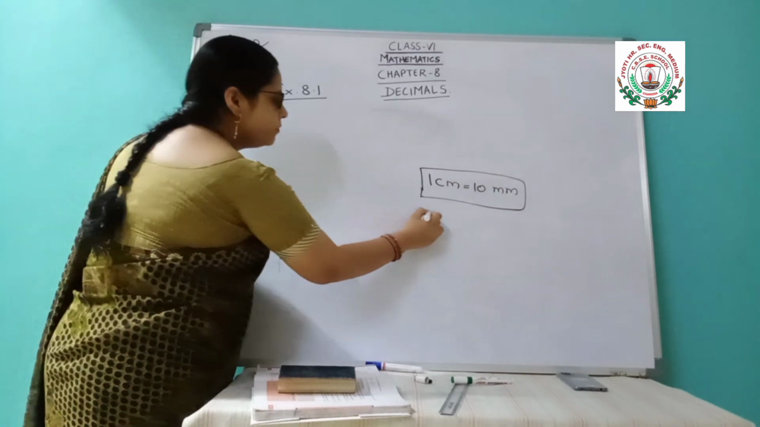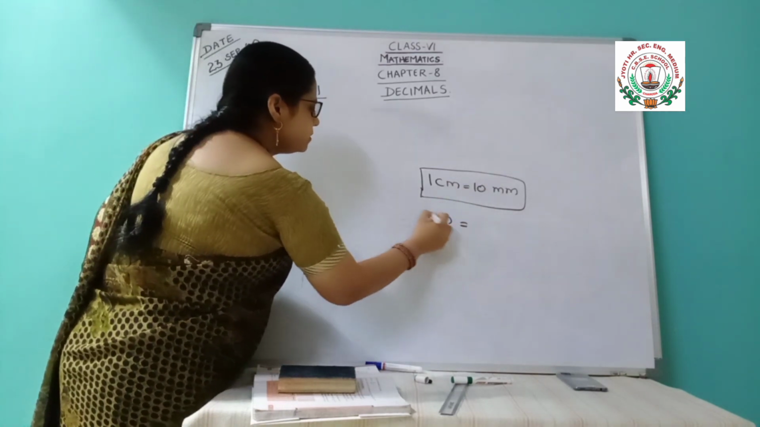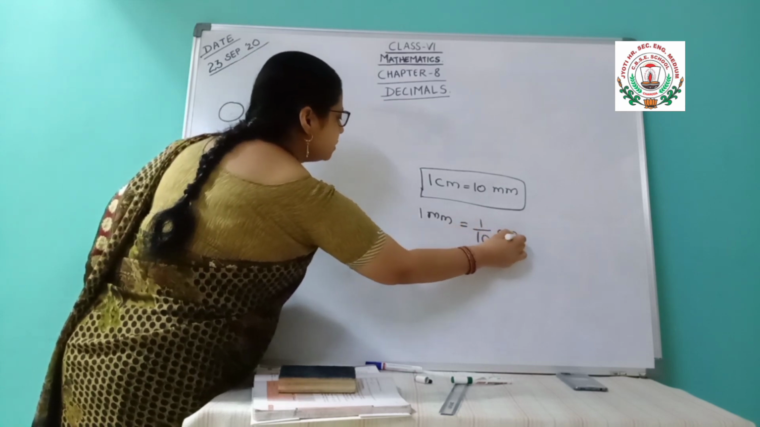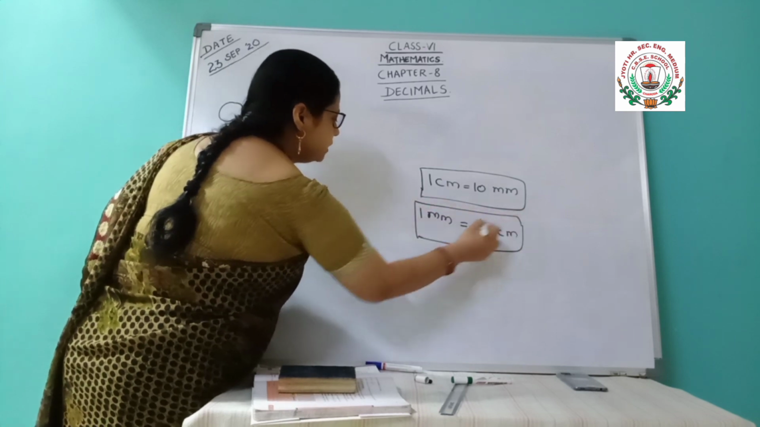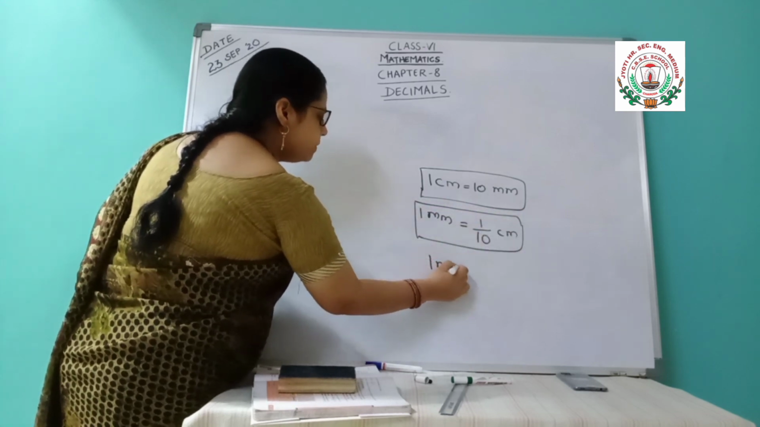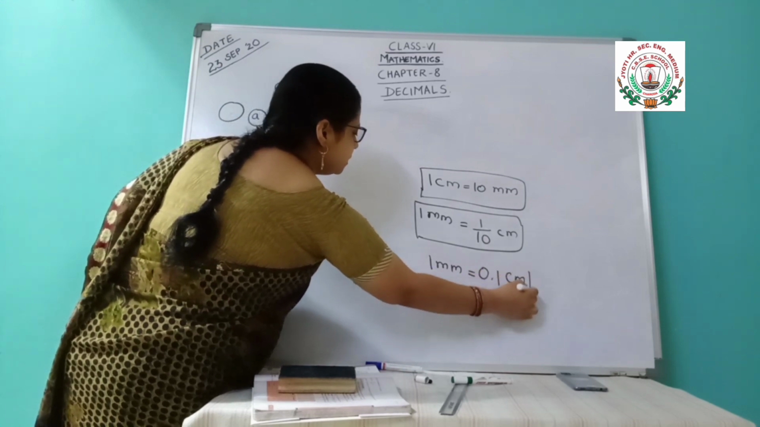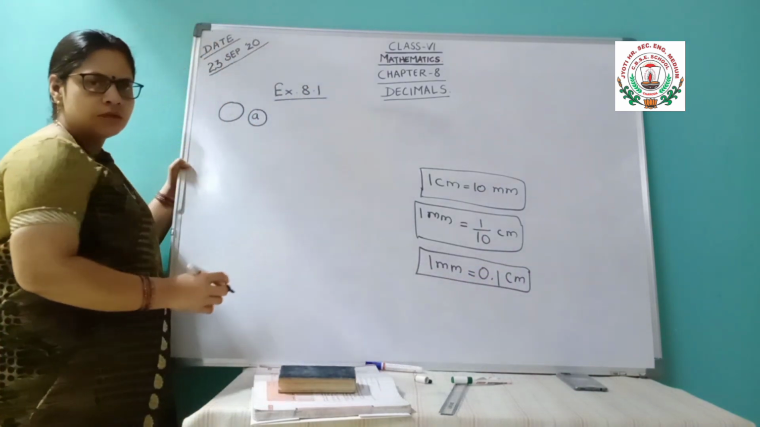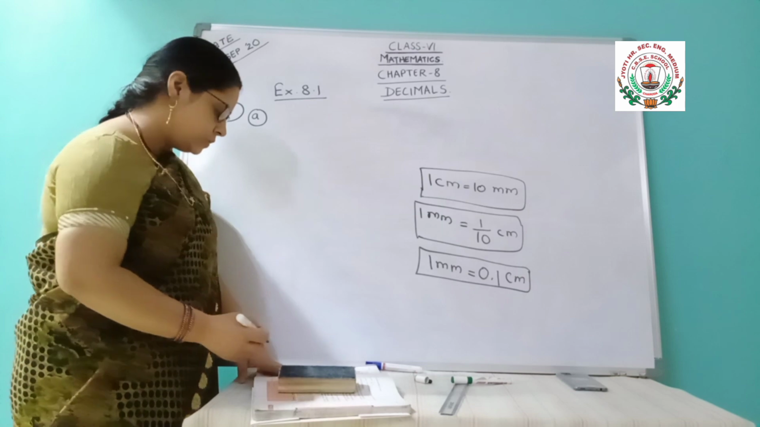But if millimeter is given, this 10 you will bring this side, means 1 millimeter is equal to 1 by 10 centimeter. Or else, if you want to write this in decimal, you can write 1 millimeter is equal to 0.1 centimeter. These three conversions of the units are required for solving this question.